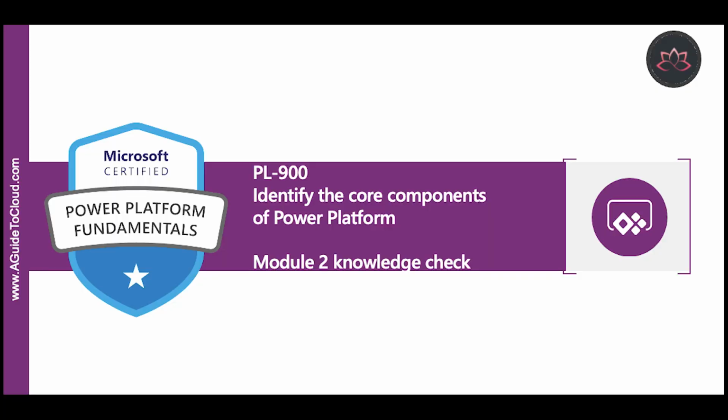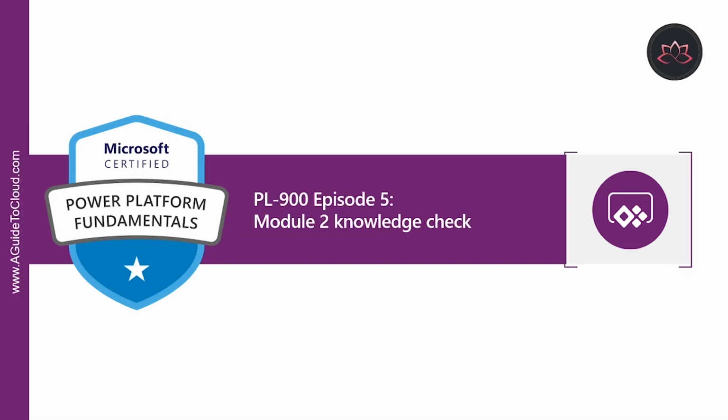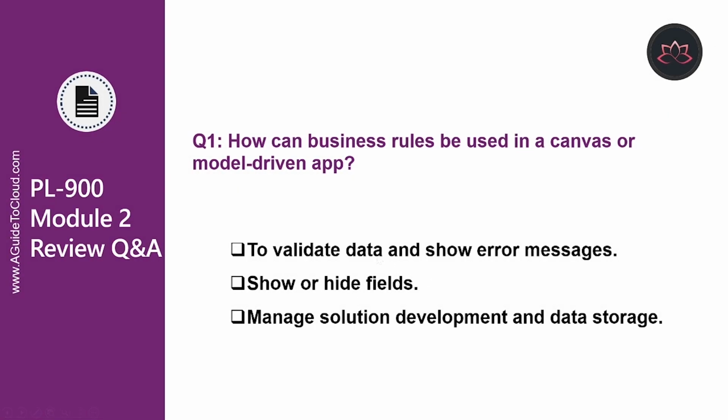In this section, we are going to go through Module 2 Knowledge Check. Module 2 is all around identifying the core components of Power Platform. Let's look at the first question. How can business rules be used in a canvas or model-driven app? Is it to manage solution development and data storage? No. Is it to show or hide fields?